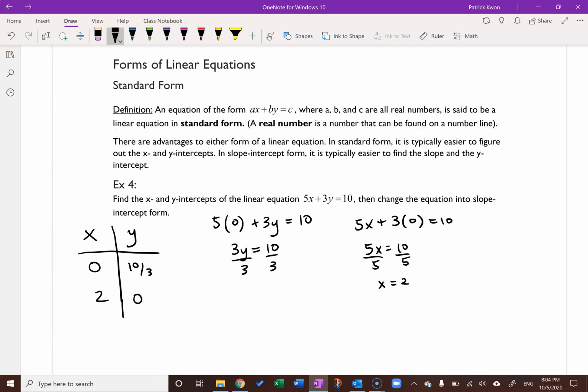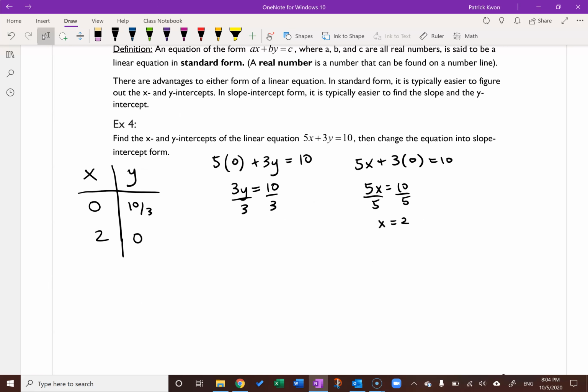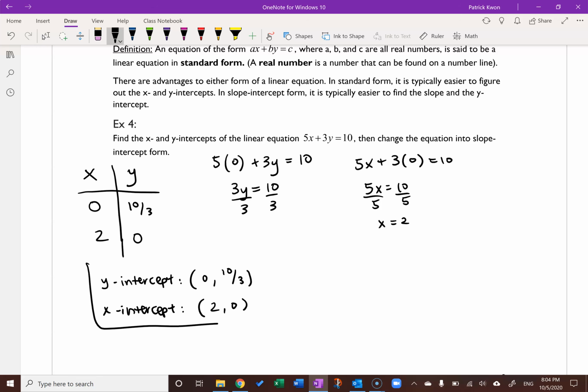Okay, so let's go ahead and write those as ordered pairs. Our y-intercept is the ordered pair 0, 10 thirds, and our x-intercept is the ordered pair 2, 0. So I'm just going to go ahead and box those. And the next part of our question says to change the equation into slope-intercept form.